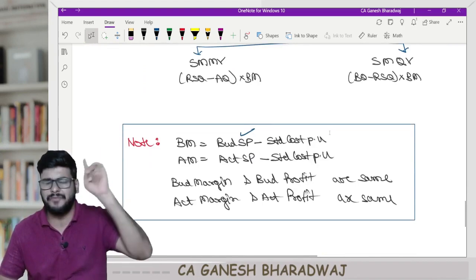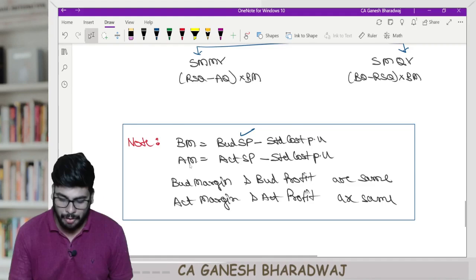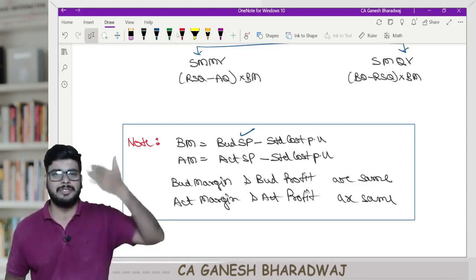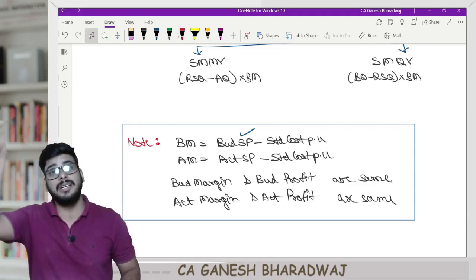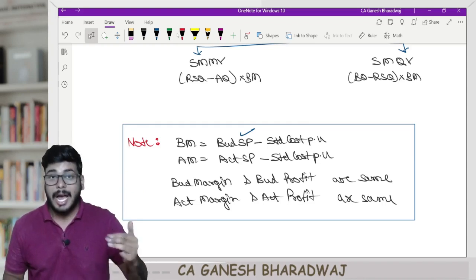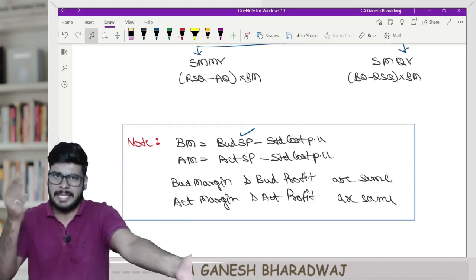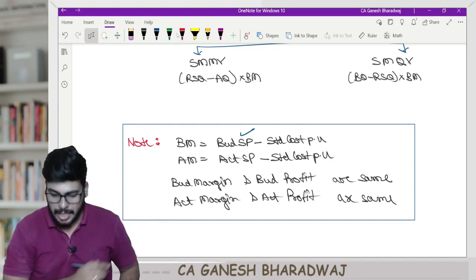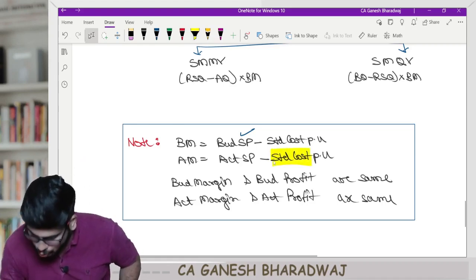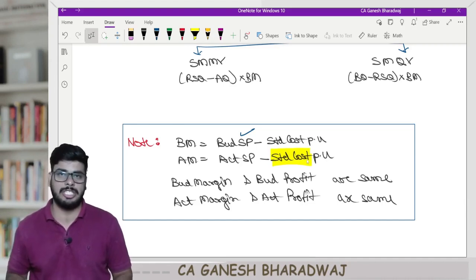Clear with this? And one very important thing here is the calculation of actual margin. How do you calculate actual margin? First, how do you calculate budgeted margin? Budgeted margin is budgeted selling price minus standard cost per unit, basically the budgeted cost per unit. Actual margin, what will you think? Sir, actual selling price minus actual cost per unit. No, it is actual selling price minus standard cost per unit only. Are you clear with this?